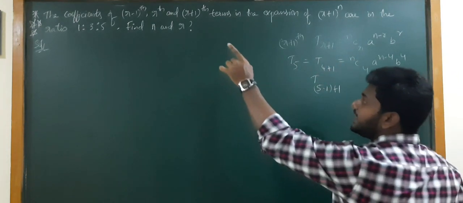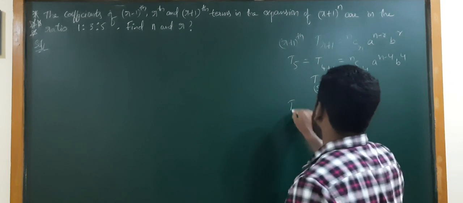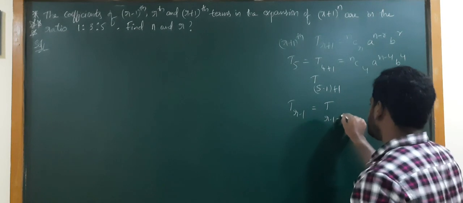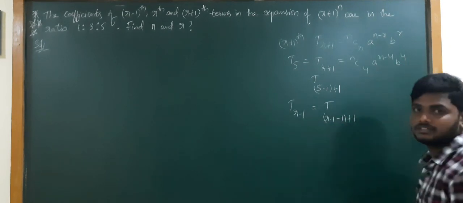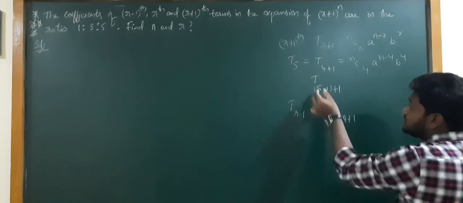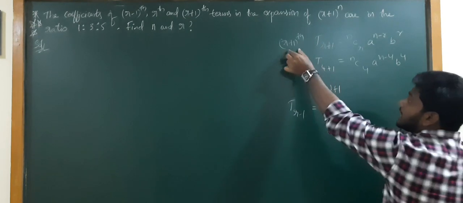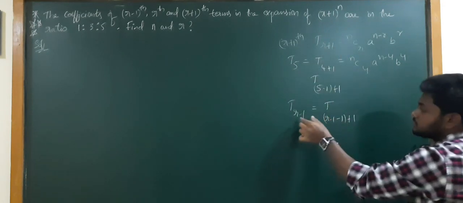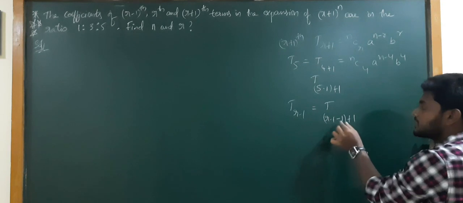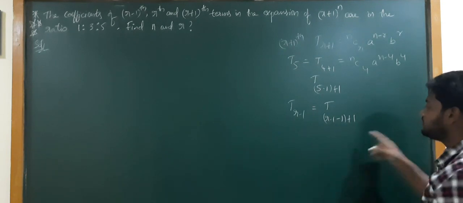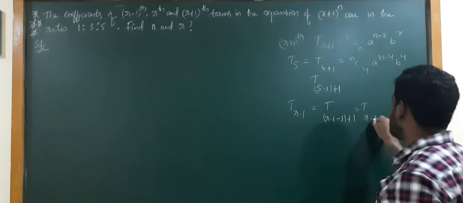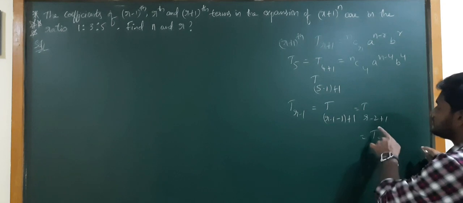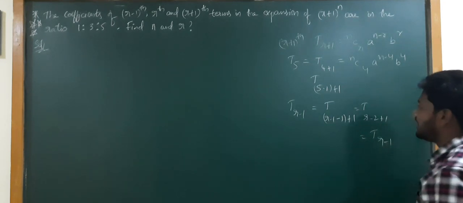Now, if you want to find T(r minus 1), what we need to do here is T(r minus 1 minus 1 plus 1), right? As T5 means what? 5 minus 1 plus 1, or r plus 1 means what? r plus 1 minus 1 plus 1. Then only we will get r plus 1, right? So T(r minus 1) means r minus 1 minus 1 plus 1. So it will become T(r minus 2 plus 1), which is equal to what? T(r minus 1), right or not?